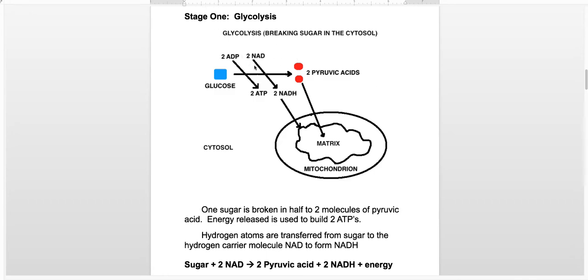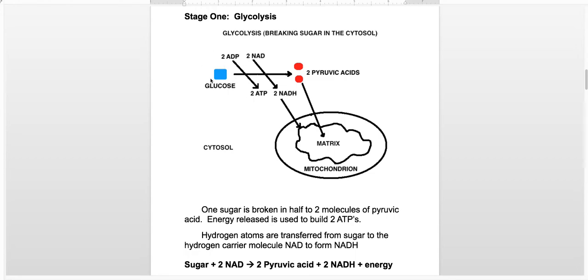So during the process of cell respiration, particularly during the first two stages, we're going to be removing hydrogen atoms from the sugar molecule. As we break down the sugar, we're going to remove the hydrogen atoms. Removing the hydrogen atoms from sugar helps us break down the sugar, and also gives us the real high energy electrons.